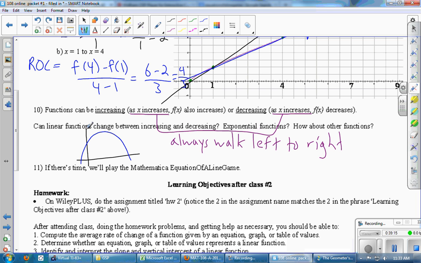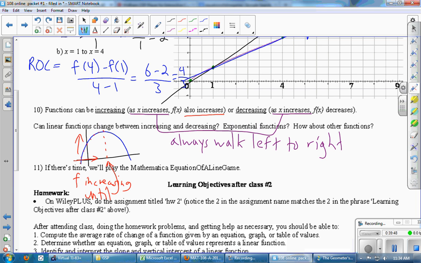So as we walk left to right on the curve, let's trace out some dots here. So as we walk along this curve left to right, we get higher, higher, higher. The y values are increasing in this part. And because f of x is increasing, we know that the whole function is increasing until we get to there. So f is increasing until that point right there.